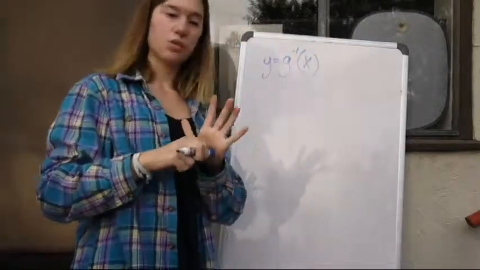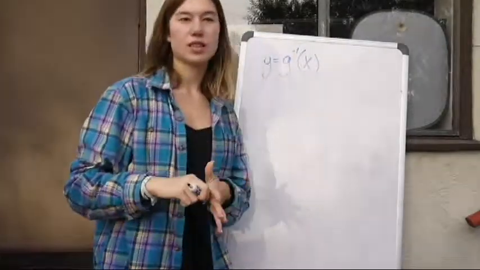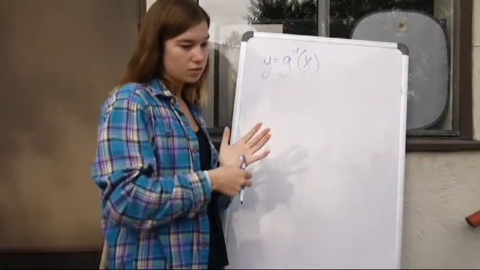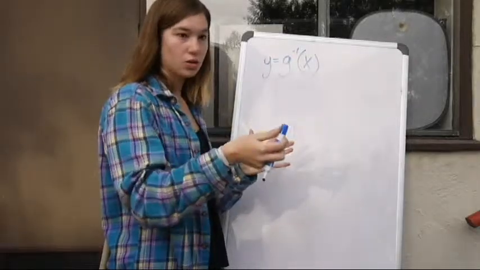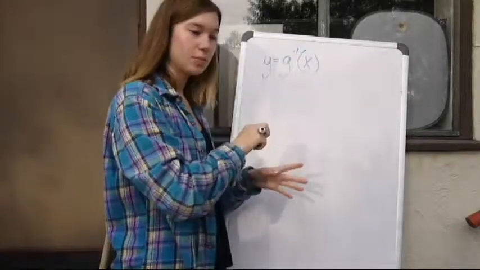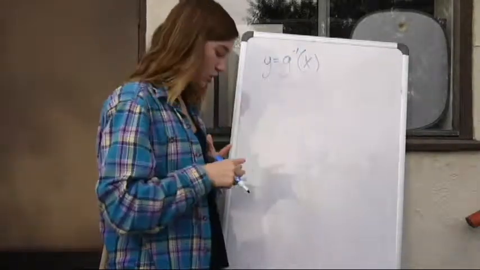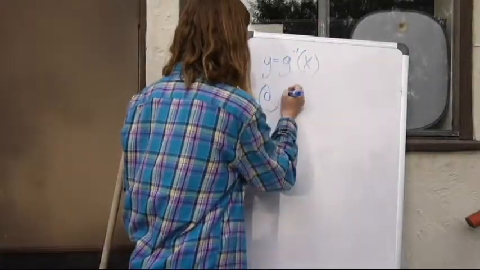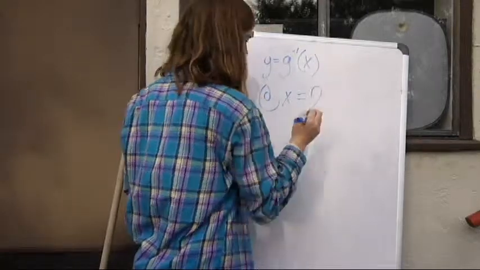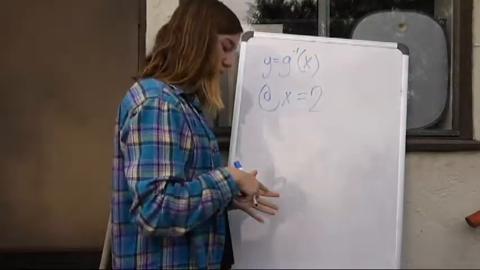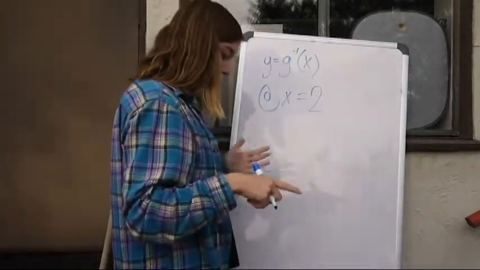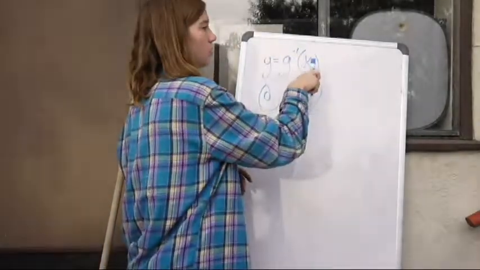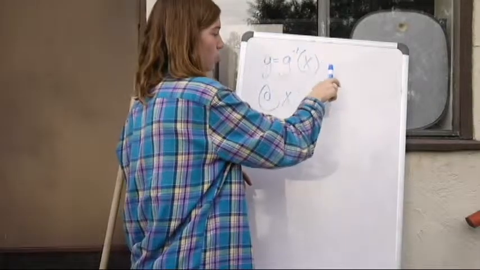Inverse functions. The g inverse of x is going to mean that every x value of g gives you a y value, g of x, so it's going to be flipped. The y values and the x values are just going to switch. So it's asking for x equals 2. So g of 2 is 3. So the inverse, g inverse of 3, is going to give us 2.